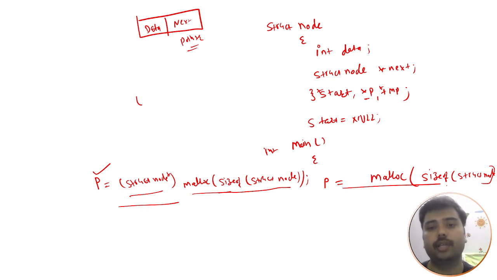So today we discussed the dynamic memory management functions in the C programming language and how we create the node. In the next video we are going to implement all the code for creating the singly linked list and the insertion operation in the singly linked list.